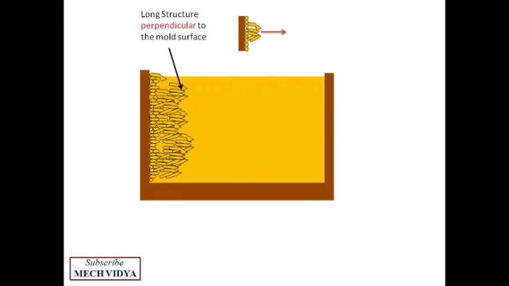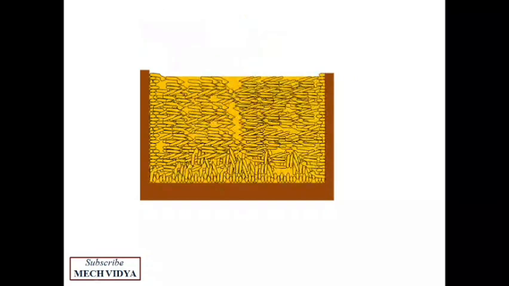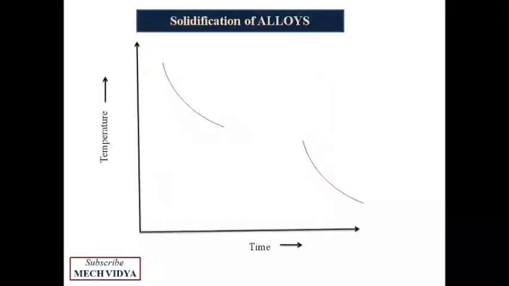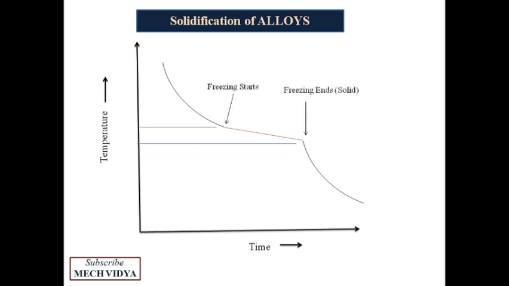Now the same phenomenon will take place from all the three surfaces, and finally we will see millions of crystals solidifying into the solid state. In case of alloy, everything is the same except the middle stage of this plot. Here the temperature will not be constant as we have seen in the previous case, because an alloy has more than one metal, and hence each of the constituent metals will freeze at their respective temperature.